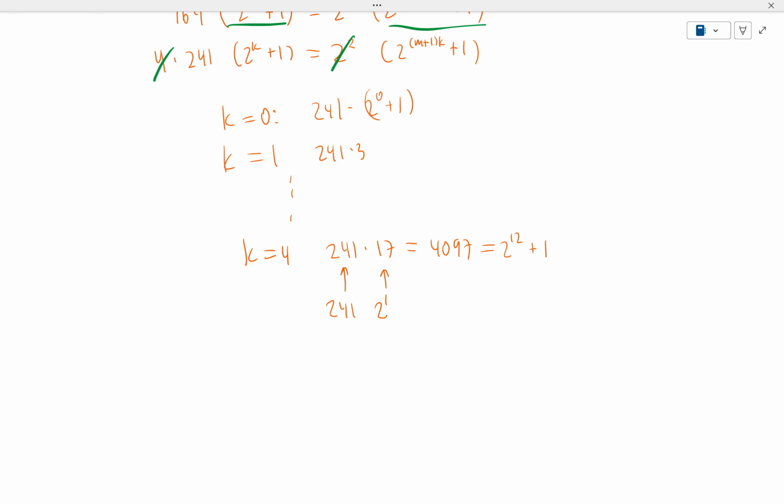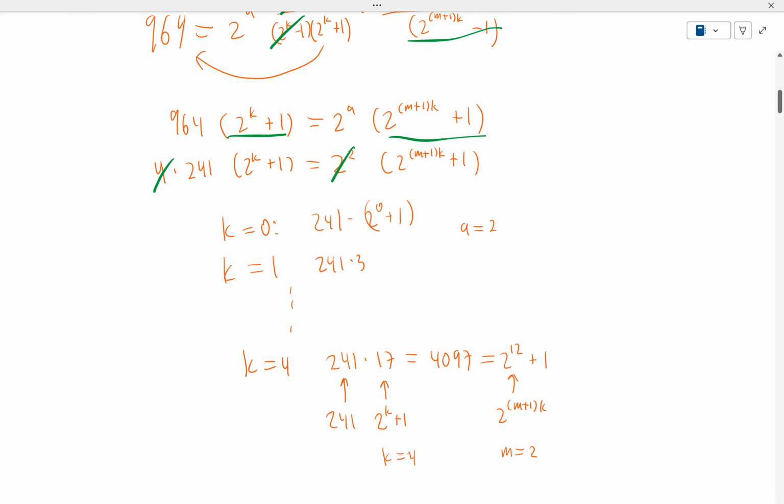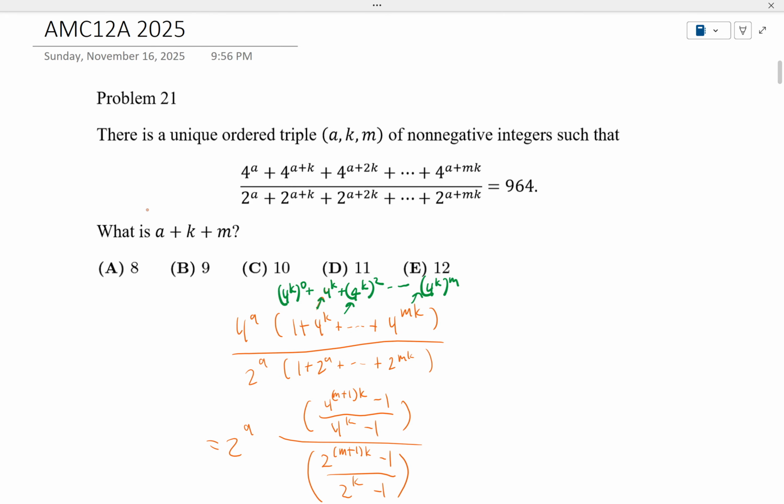You can assign 2 to the power of k plus 1 to this, and you can assign 2 to the power of m plus 1 times k. So here you know that k equals 4. And that means m plus 1 times k is 12, so m is equal to 2. And above, we have concluded that a is equal to 2. So that means a plus k plus m is 2 plus 4 plus 2, which is 8.